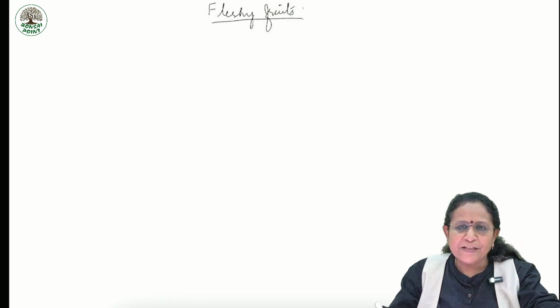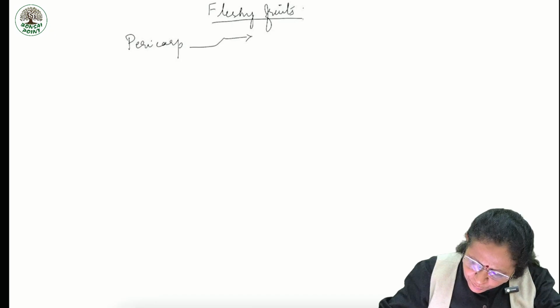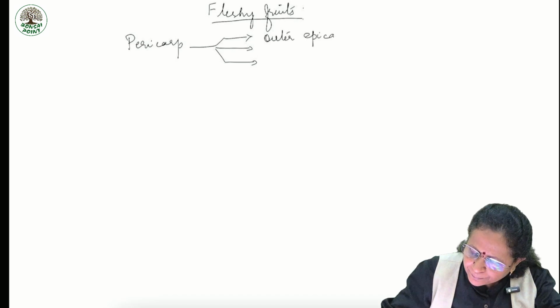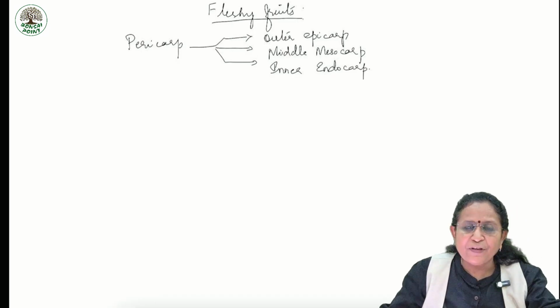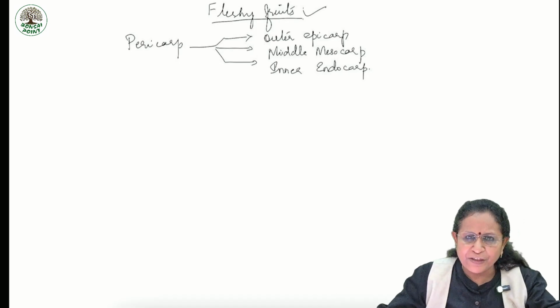In case of fleshy fruits, pericarp is differentiated into outer epicarp, middle mesocarp, and inner endocarp. Such differentiation is not seen in dry fruits. It is seen only in fleshy fruits.